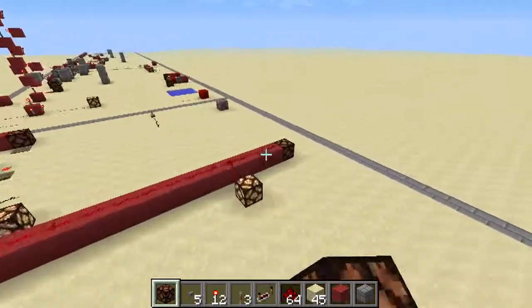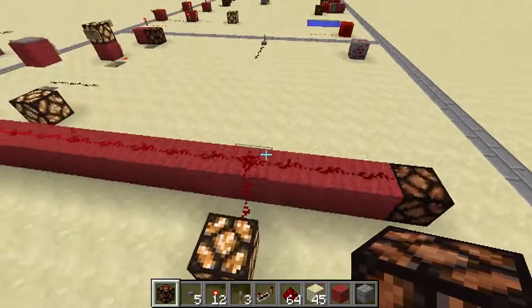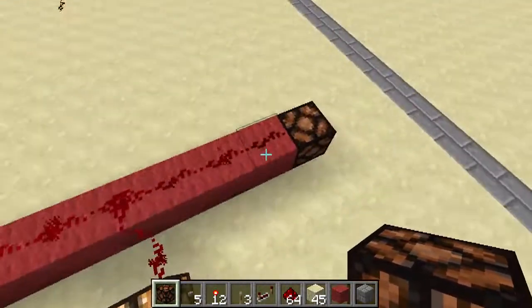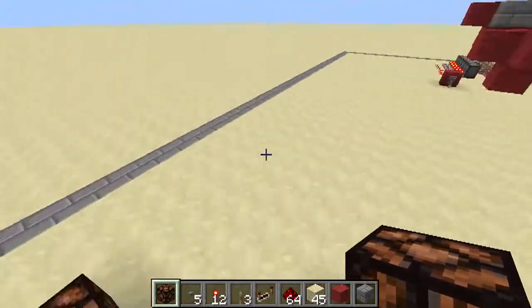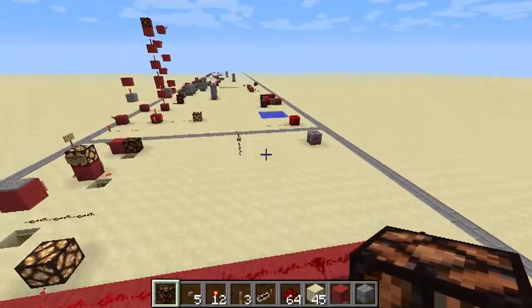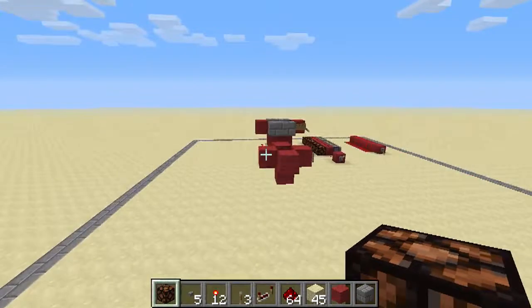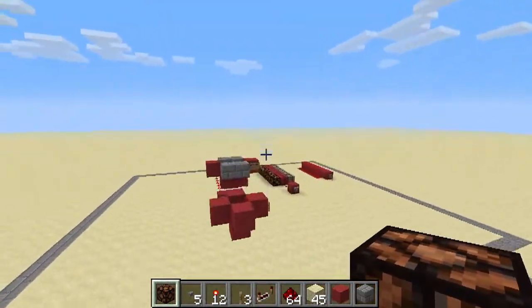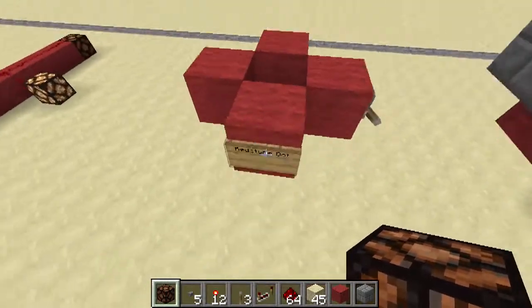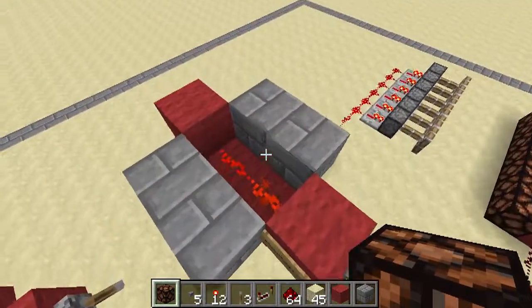Actually, one thing I did neglect to mention here is you can extend this beyond 15 blocks, but for that you need either a repeater or an inverted gate, and we'll look at those in a couple of episodes time when we look at the redstone repeater and the logic gates respectively. So let's now talk about the differences between the redstone dot and the redstone line.